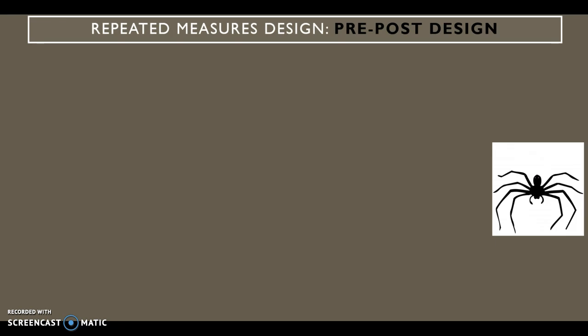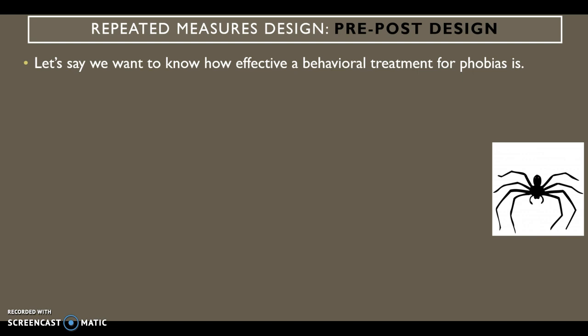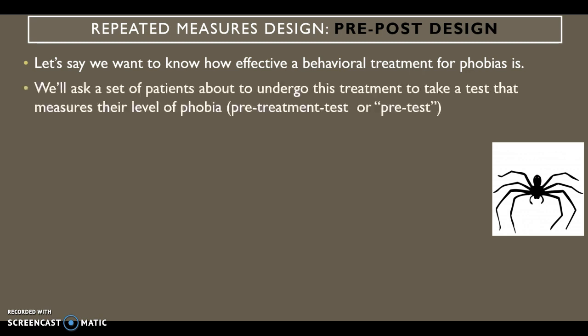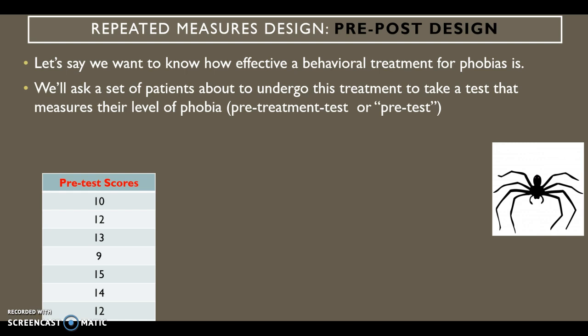And I'm going to use a clinical example as an explanation. So let's say we have a bunch of people who have spider phobia, and we want to see how effective a behavioral treatment is for that spider phobia. So we're going to ask patients before they undergo that treatment to take a test to measure their level of phobia prior to any kind of treatment. So that would be a pre-treatment test or pre-test. So here's their pre-test levels of phobia.